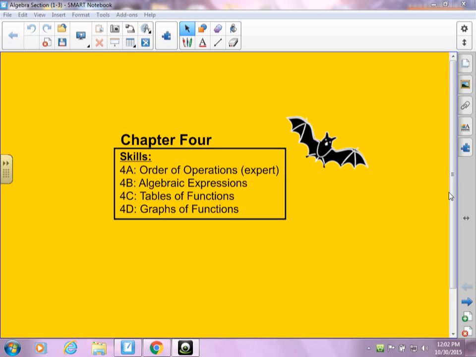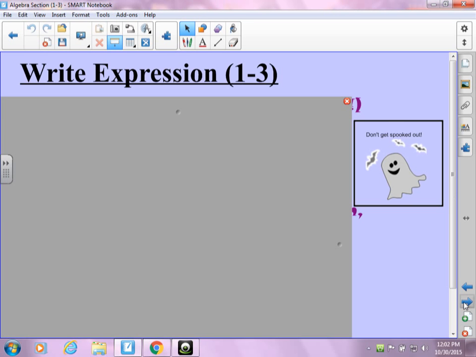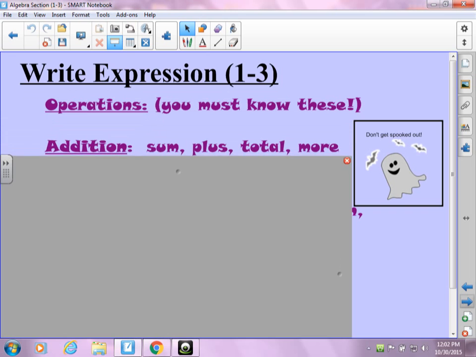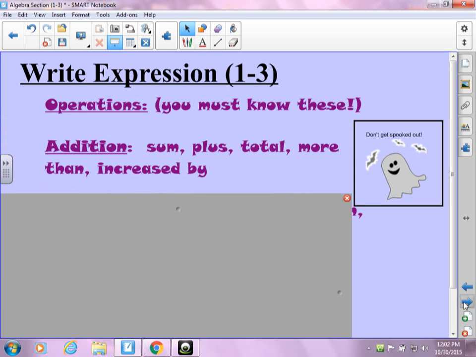All right, so for today, what we're going to do is continue with the fourth chapter, and we're going to look at 4B, algebraic expressions. So first of all, when we get to writing expressions, don't get spooked out by it. A lot of students see these words and they're just like, oh my goodness, this is so difficult. When you know what the words mean, it's not as difficult. So first of all, operations, and you need to know these when you take your exam.